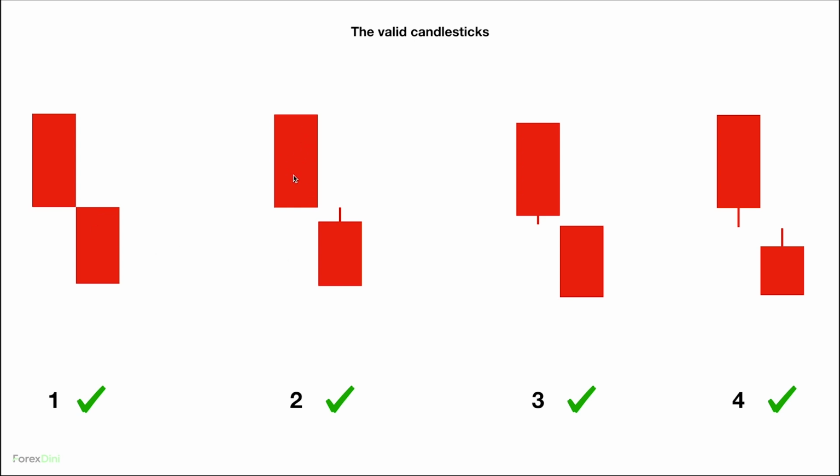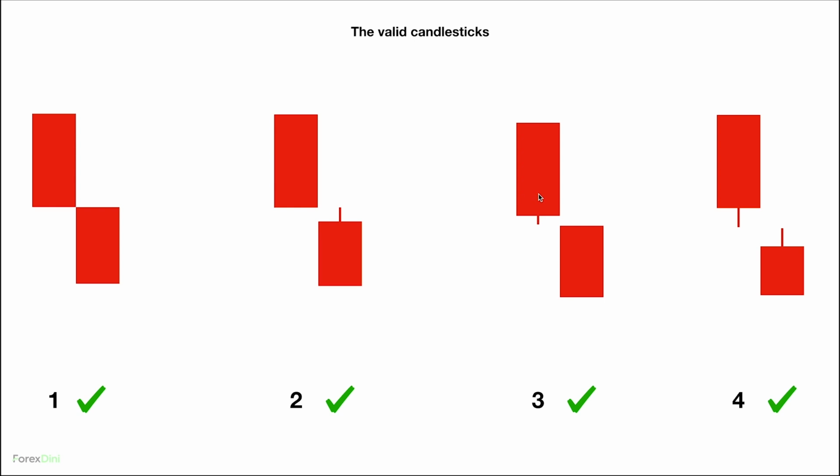Number 2, we have the first large candlestick here and second candlestick. The reason why it's valid, the second candlestick opens below the first large candlestick, right? The wick is below the body of the first large candlestick. If this wick was bigger and it was touching the body of the first large candlestick, then it would be an invalid setup. But the wick is lower than the body of the first large candlestick, and the second candlestick as a whole, body and wick, is below the first candlestick.